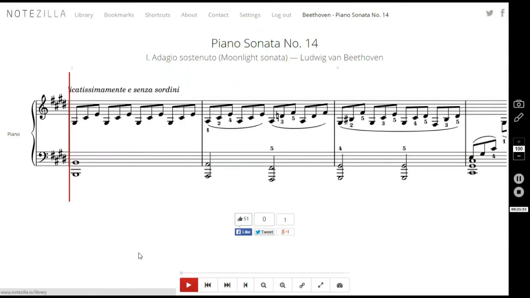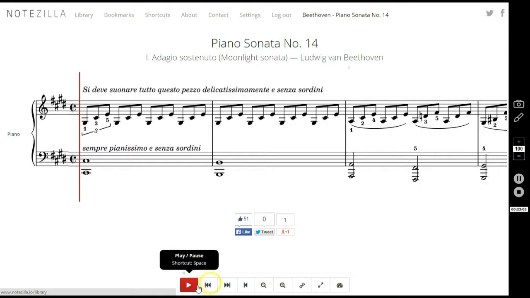Objective 1.12 says identify and notate pitches on the grand staff, which is also known as the piano staff. For this one, I have the first movement of the Beethoven Moonlight Sonata. Let's listen to a little bit of that.